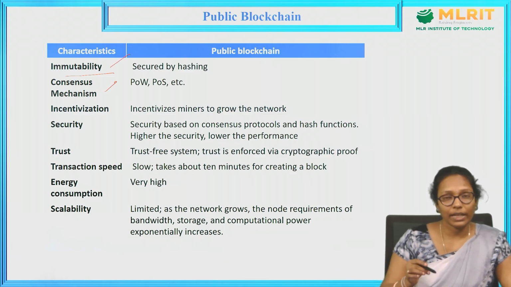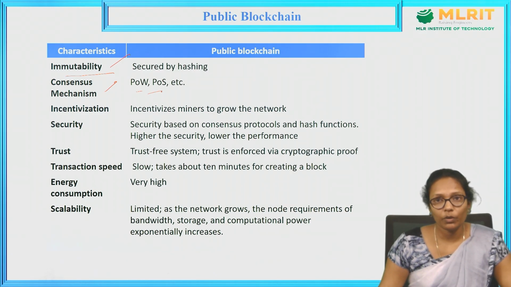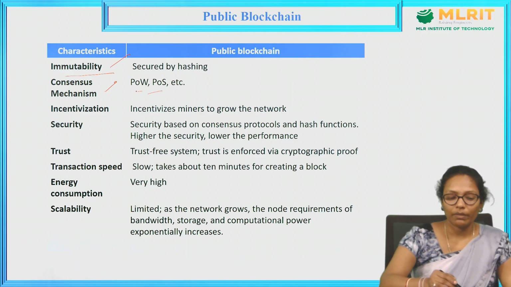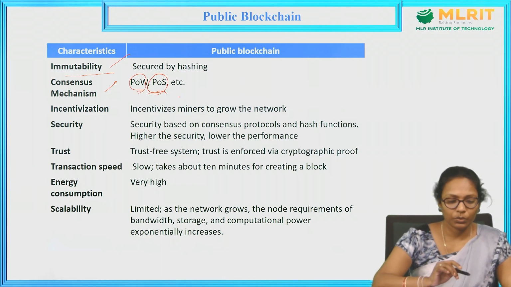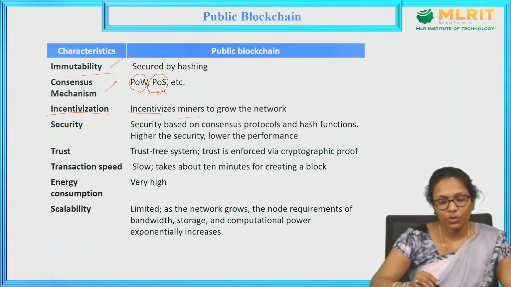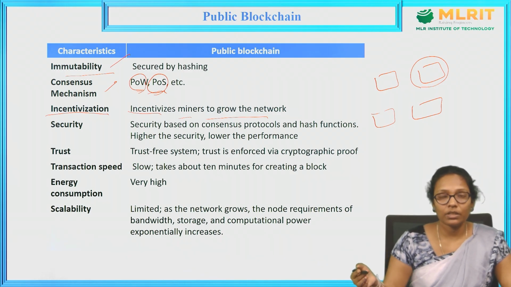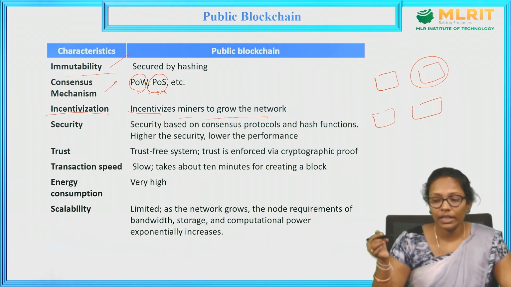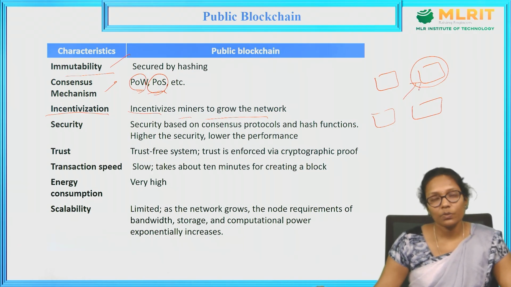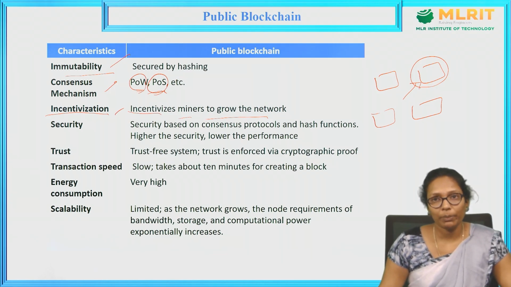And next, the consensus mechanisms used in this public blockchain are POW and POS, proof of work and proof of stake. We have already discussed different consensus mechanisms in the previous videos, so if you have any doubts regarding POW or POS, you can go through those videos. Coming to the incentivization, it incentivizes miners to grow the network. For example, just now we discussed the validation of a block. If any node or any miner is validating a transaction, then he is going to be incentivized with some bitcoins. That process is called incentivization. This is generally available in public blockchain.